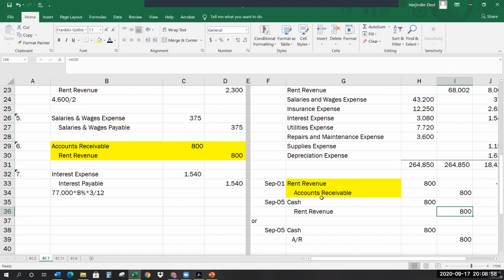I'm sorry, I'm a little stuck here. So if you make the T account for August, your rent revenue is recognized here. Sometimes it helps to just make your T account for September. So yes, I see your point that I recorded the revenue here. Yes, I did, but I also reversed a revenue here. So we can't ignore that fact.